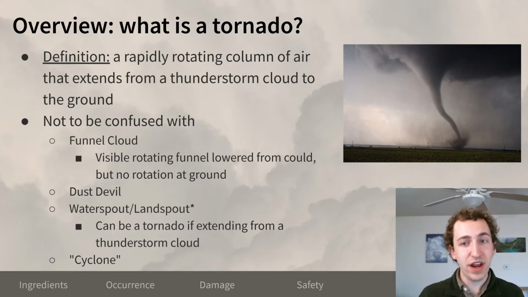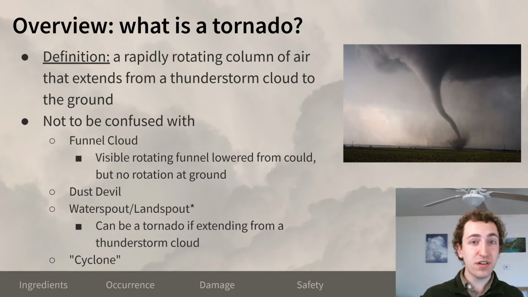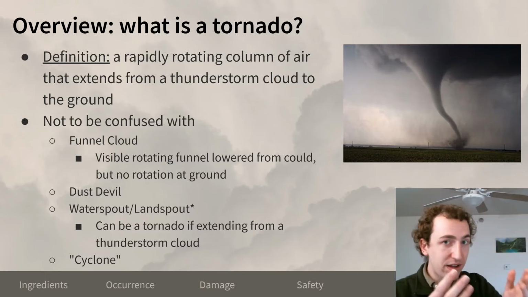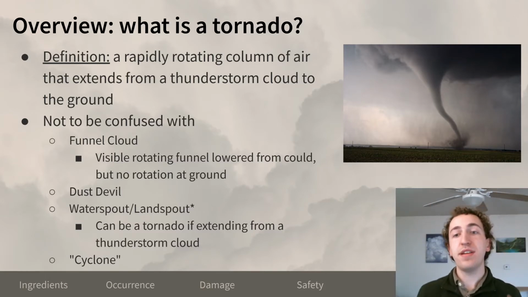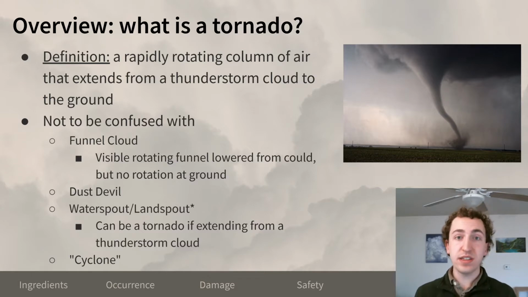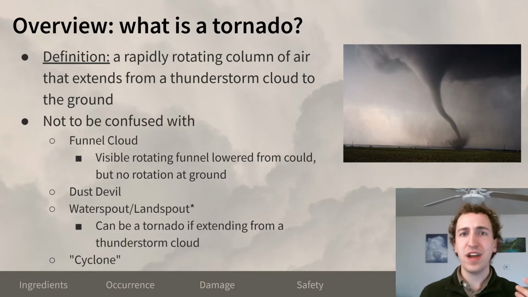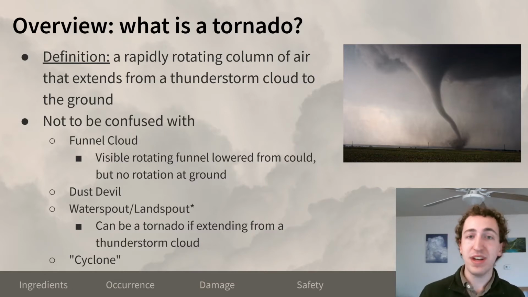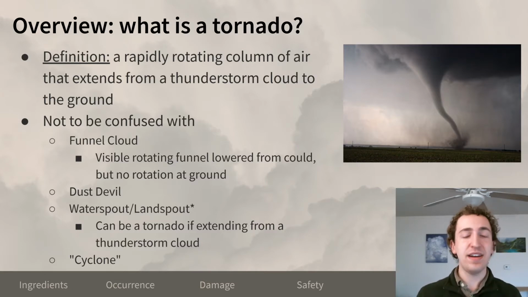We don't want to confuse a tornado with just a funnel cloud. A funnel cloud is just when you see a visibly rotating funnel that's descending from a thunderstorm cloud, but it does not yet have the rapidly rotating column reaching to the ground. A dust devil is just a general term for a non-thunderstorm related vortex of air. It could be fairly rapidly spinning and sometimes could even do small bits of damage, but it isn't associated with a thunderstorm, and it's pretty much always much weaker. And so it's just a rotating column of air at the surface.